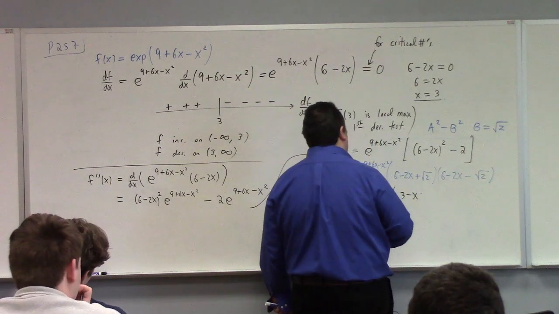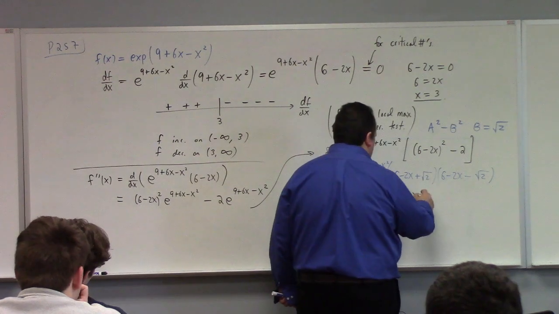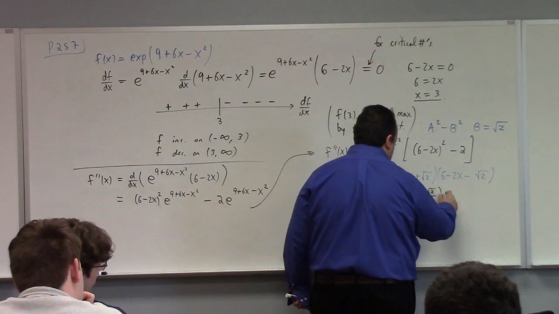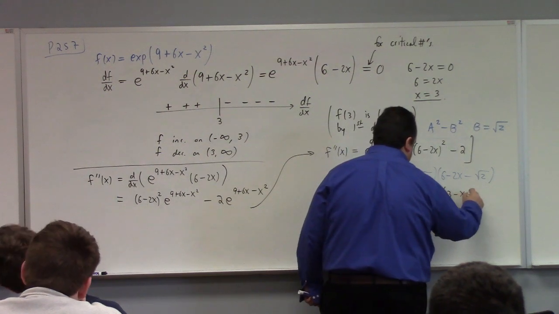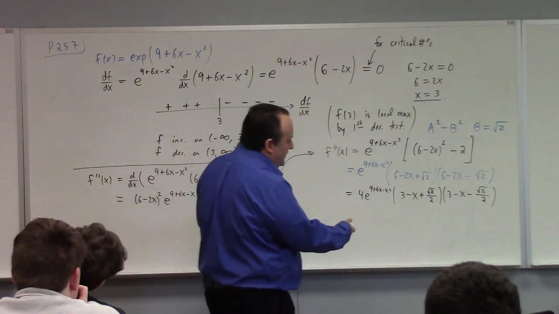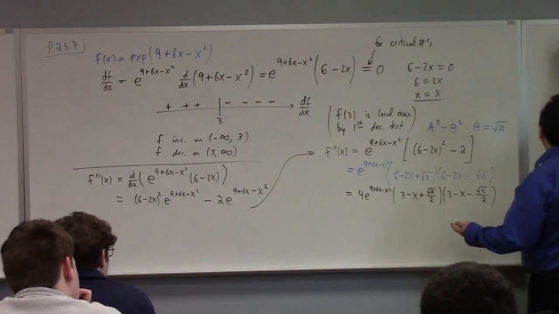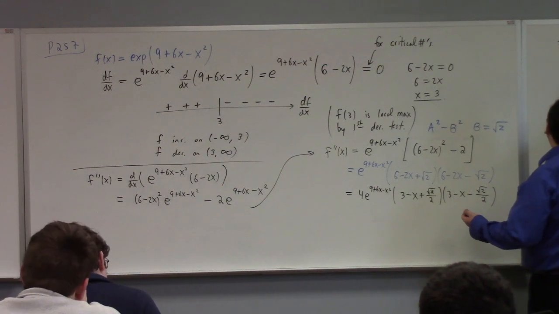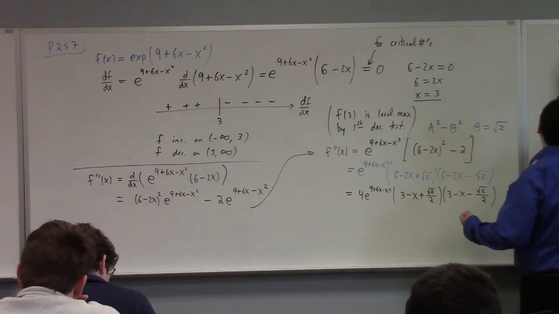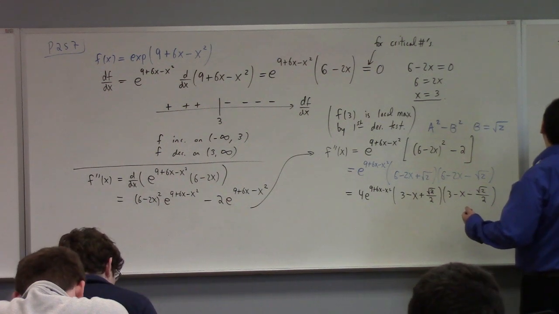Why did I factor the 2 out? See, if I factor the 2 out, what do I have to do to the root 2? I got to divide by 2, right? Anyway, however you want to do this, we're basically solving 3 minus x plus or minus root 2 over 2 equals 0, which gives me x is 3 plus or minus root 2 over 2.